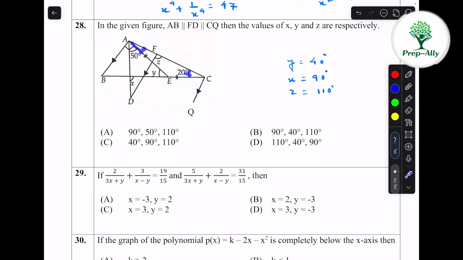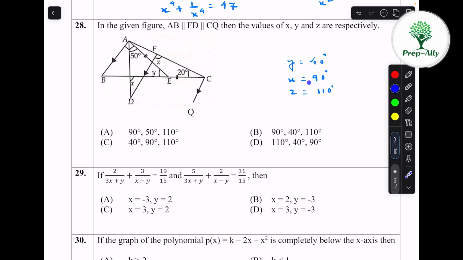Now in this triangle, the sum of this angle and this angle is 40. So definitely it will be 140 degree. Or you can say this y will be the sum of this and this, so y equals 20 plus 20, 40 degree. Now y is 40, this is 50. In this triangle, it is 40, it is 50, 90. So definitely this angle will be 90 degree. If this is 90 degree, x is also 90 degree.